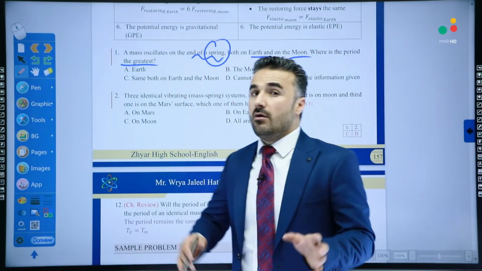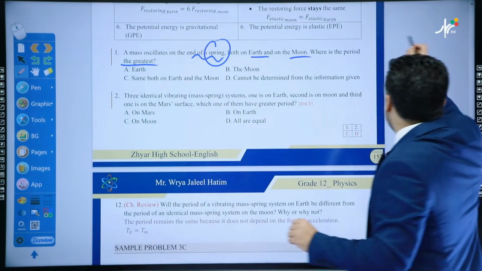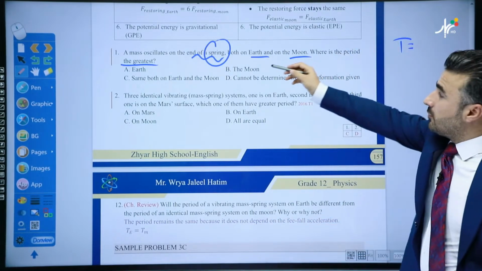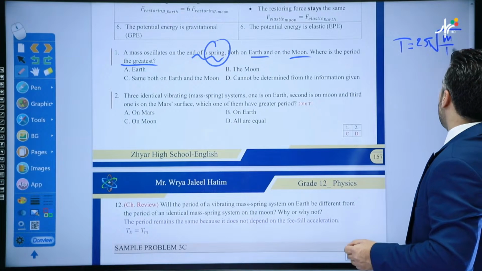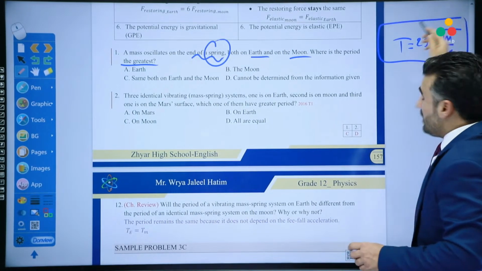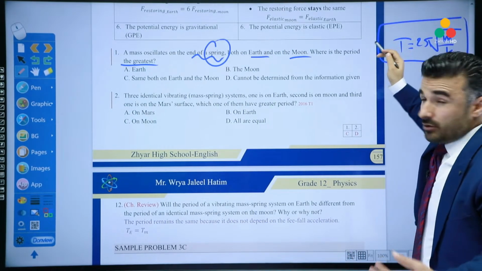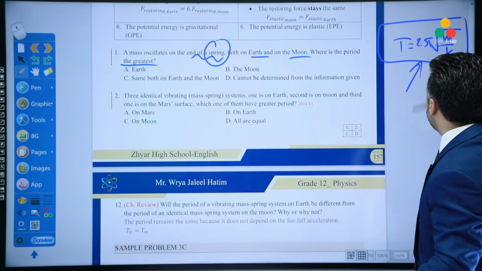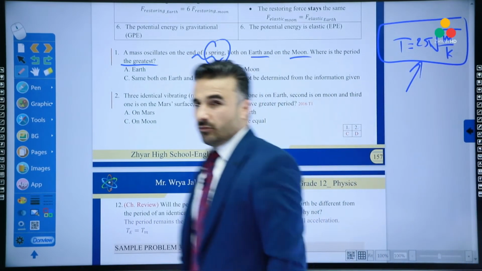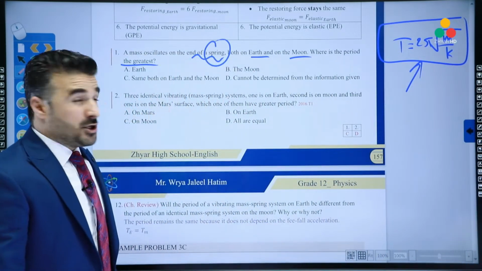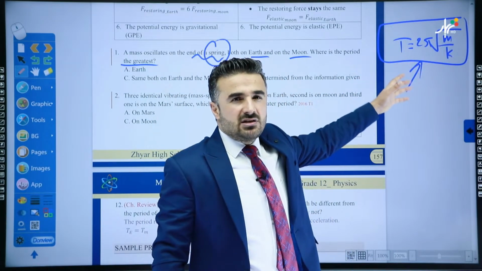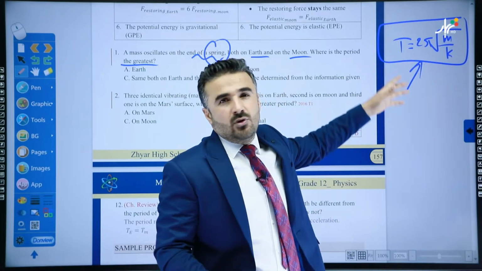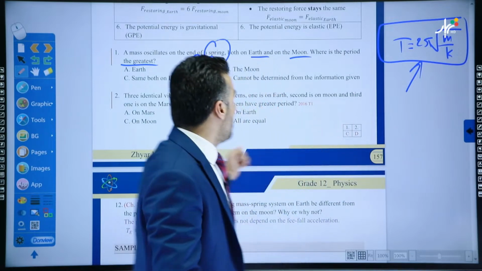So remember, what is the equation for period for a mass spring system? That is 2 pi times the square root of mass over the spring constant. Now, we know that the gravitational acceleration on Earth and on the moon are different, but are there any gravitational factors or variables in the equation? No. So taking a mass spring system from Earth to the moon has no effect on the period. So what would be the answer?